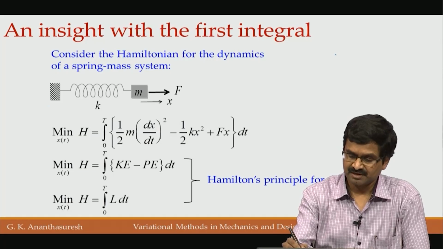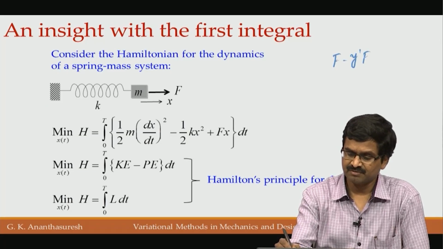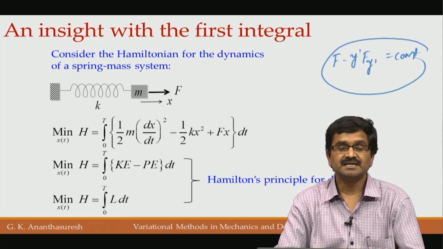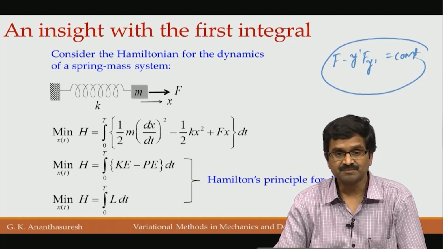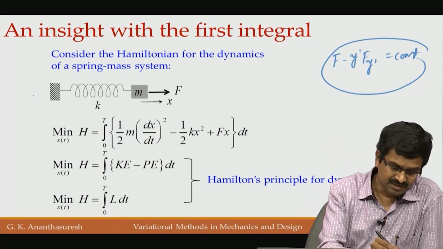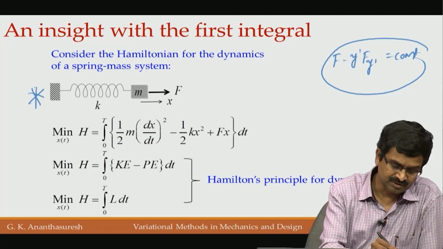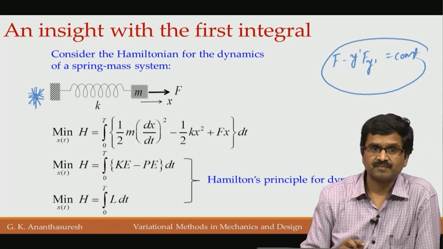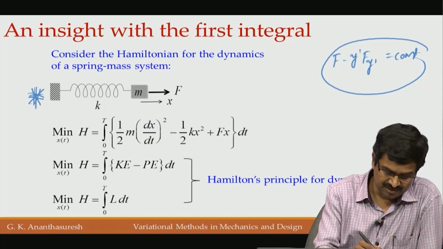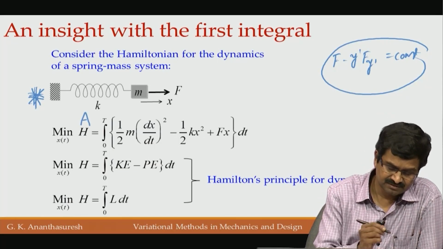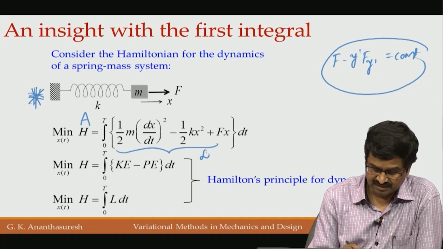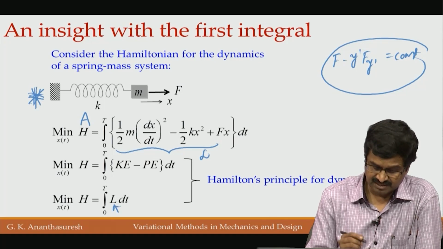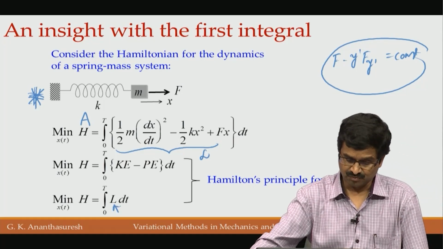Again, what is the first integral? f minus y prime into f_y prime equals a constant. That is the first integral. There is an insight that you can get from this. For that, let us consider Hamilton's principle for a simple spring-mass system that is shown here. Okay. Here we have the Hamilton, or sometimes people call it the action, and what we have inside is what we call the Lagrangian and so forth. That is why it is denoted as L dt.